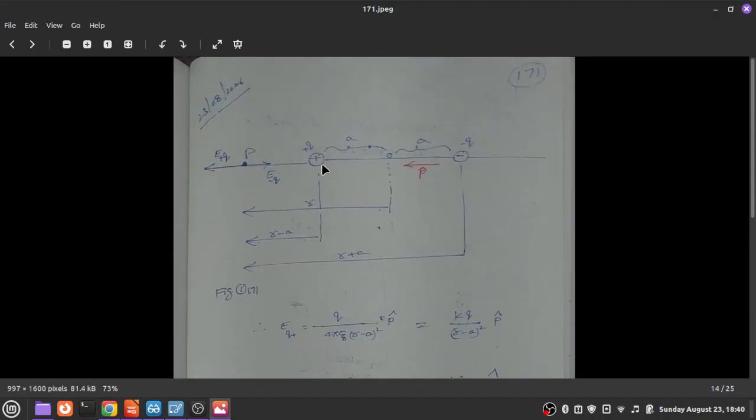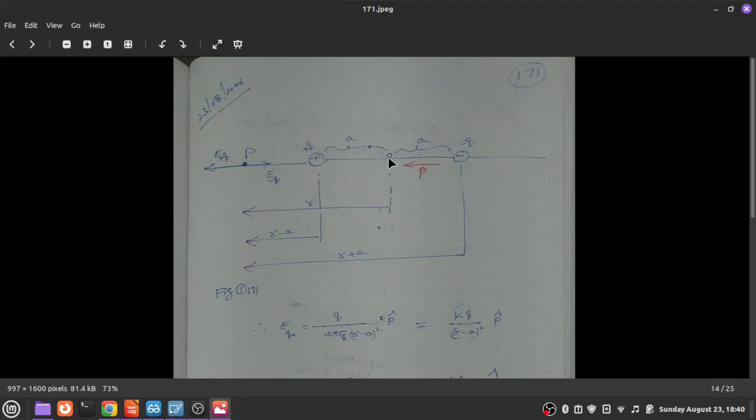Now consider the dipole. A positive charge, negative charge. This is the dipole axis. Along the dipole axis, a unit vector P hat is shown. P hat is from the negative charge to the positive charge. Also, between the positive and negative charge, a point is denoted as O. The distance from O to the positive charge is A.